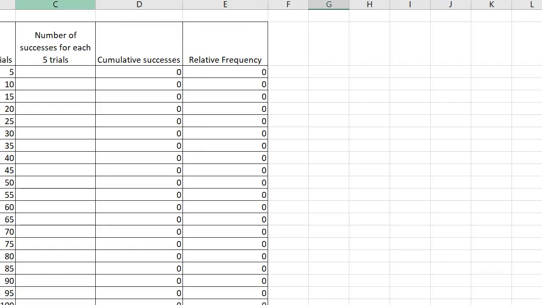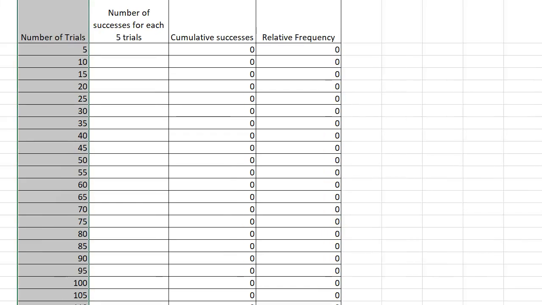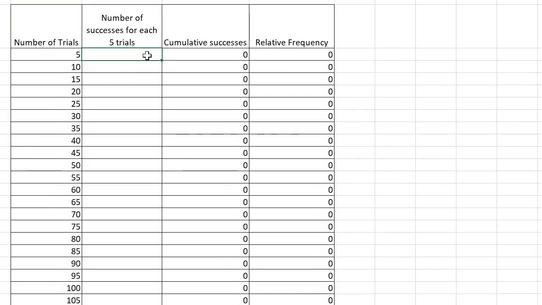So I'll just move the screen so you can see everything. Hang on, it's just being difficult. There we go. Move over. Right, so we got 2 heads. So I'm going to put 2 in there.